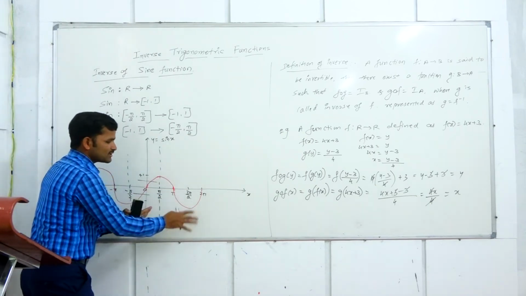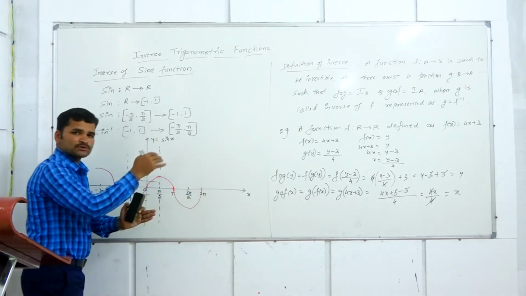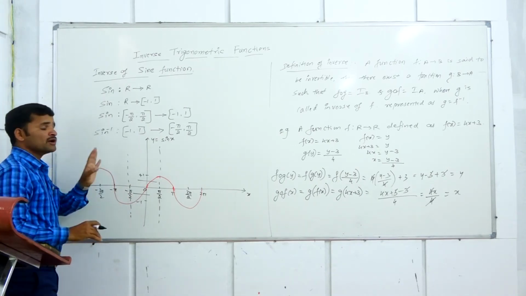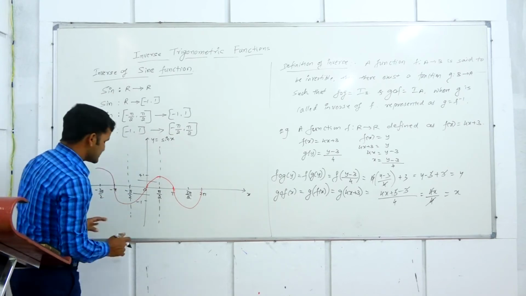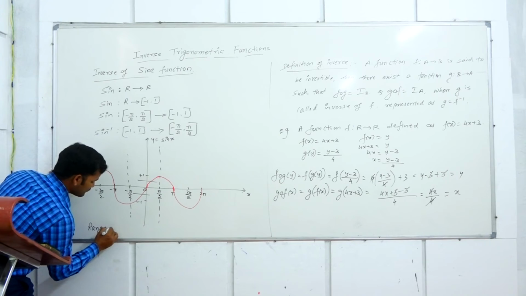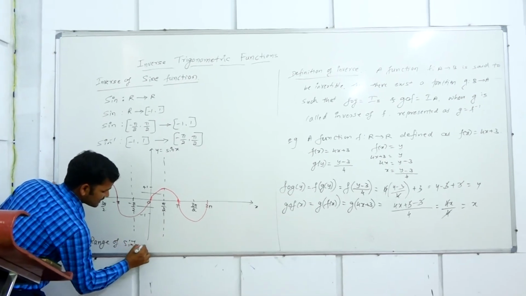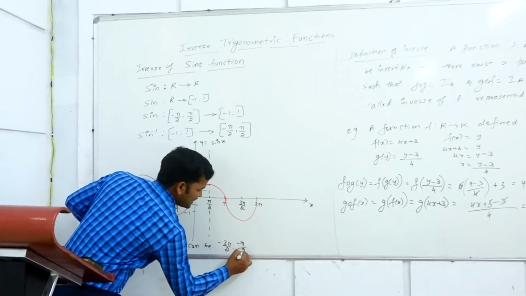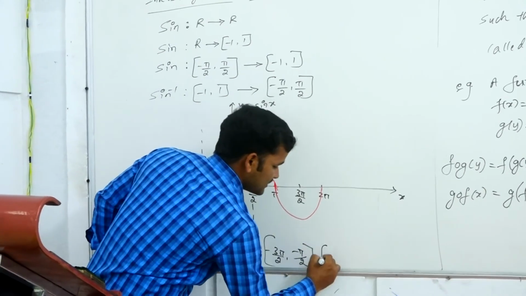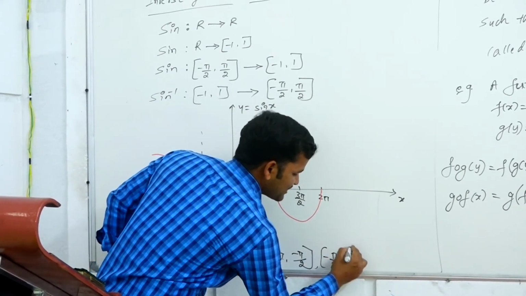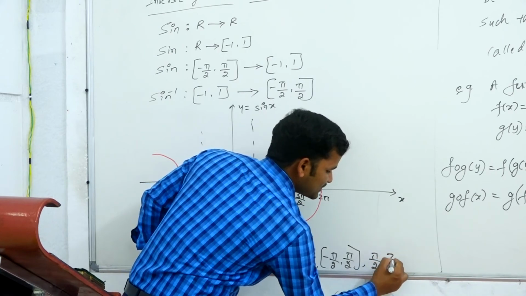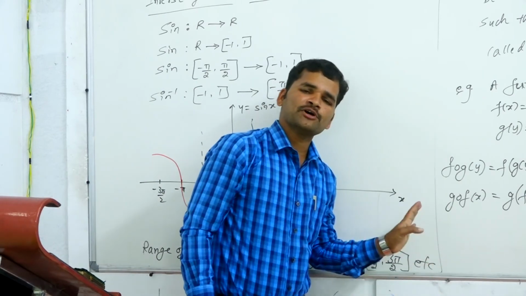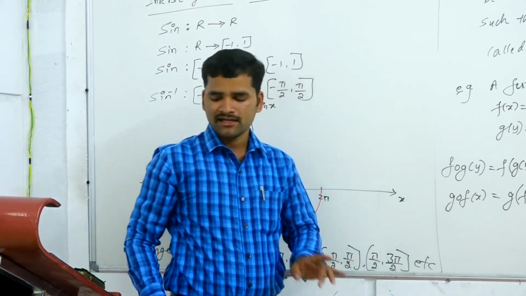And pi by 2 to 3 pi by 2 also, you observe. 3 pi by 2 to 5 pi by 2 also, you observe. All those intervals we can consider. In those intervals also the given function will be 1-1. Those can be considered. Meaning the range of sine inverse of x can be minus 3 pi by 2 to minus pi by 2, or minus pi by 2 to plus pi by 2, or pi by 2 to 3 pi by 2. Similarly, 3 pi by 2 to 5 pi by 2, 5 pi by 2 to 7 pi by 2, anything we can consider. All those are correct.